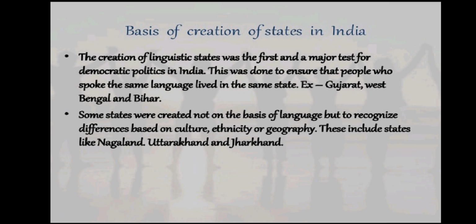Some states were created not on the basis of language, but on the basis of culture, ethnicity, and geography. These include states like Nagaland, Uttarakhand, and Jharkhand. Means states were divided on the basis of language, but three states, Nagaland, Uttarakhand, and Jharkhand, were made on the basis of culture, ethnicity, and geography.